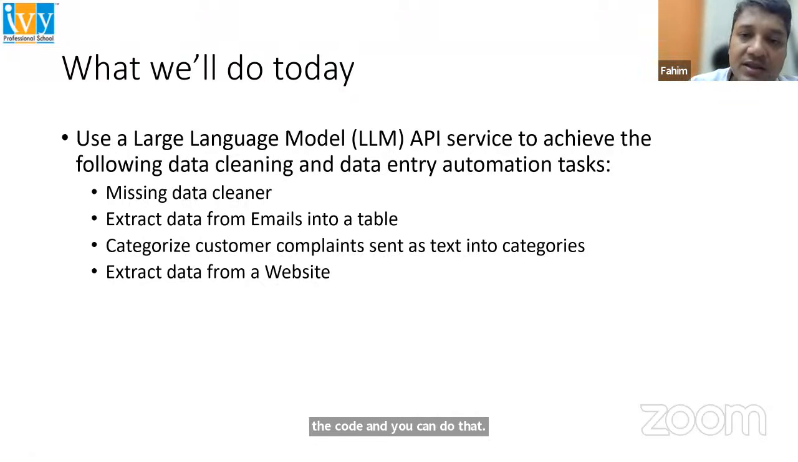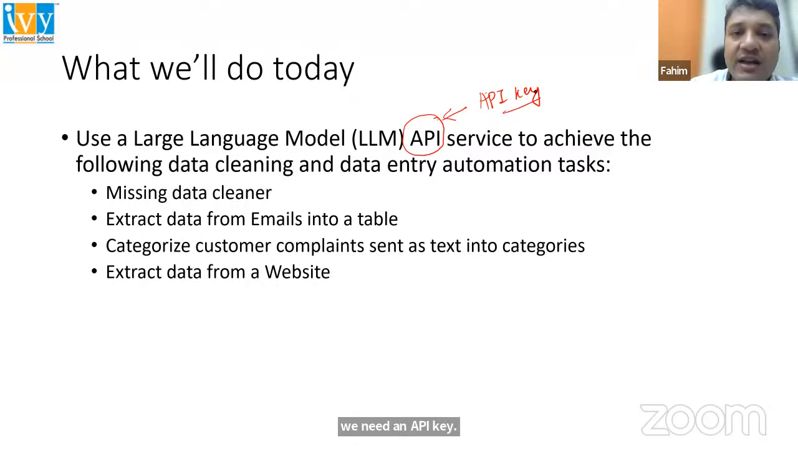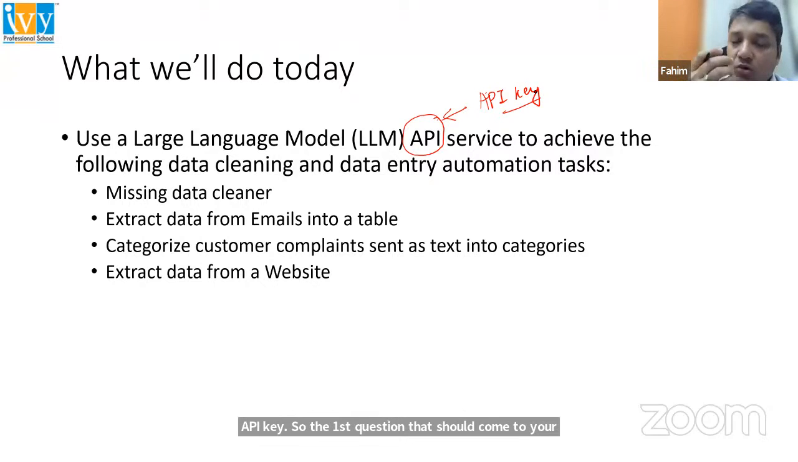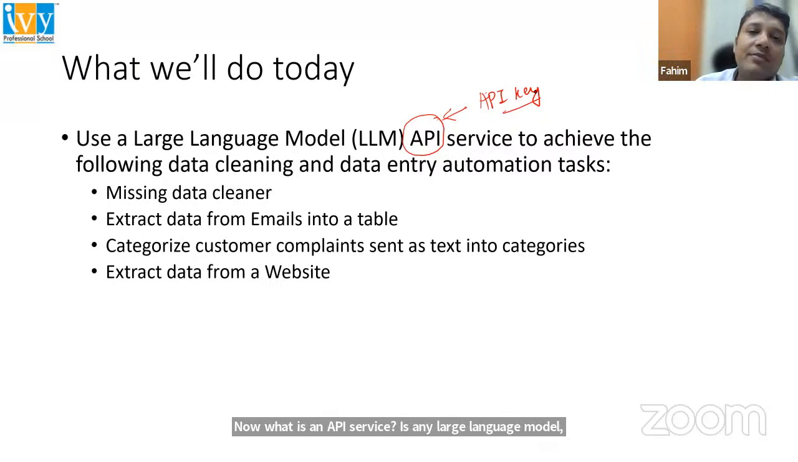The first thing is we need an API key. So the first question that should come to your mind is, what is an API? Because that's going to be the brain that we're going to use today. Now, what is an API service? It is any large language model by a recognized company. For example, OpenAI is a very famous large language model company. What they do is provide public access to their large language model, the brain behind ChatGPT.